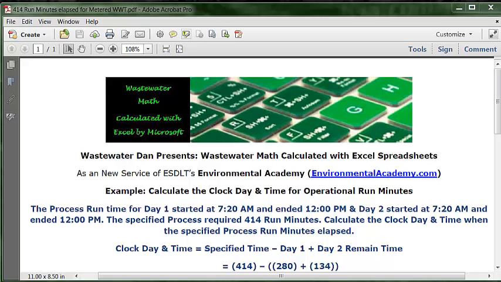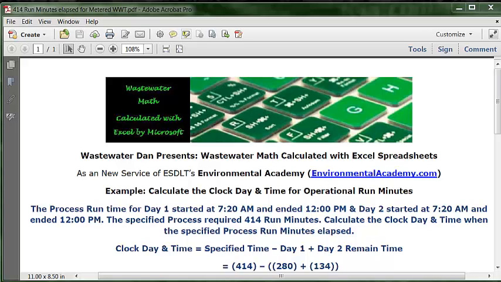We've also identified that this process only runs a limited number of hours each clock day. Each day it starts at 7:20 a.m. and finishes at noontime, and the process does not run again until the next day. So we have to figure out when this waste is actually going to go through the 414 run minutes, and that's why we have this problem. It's associated with some other wastewater treatment applications.